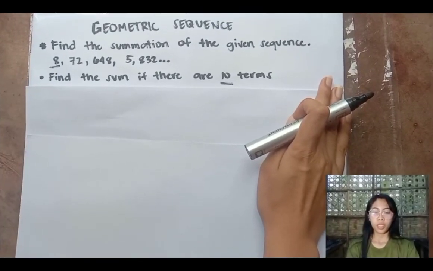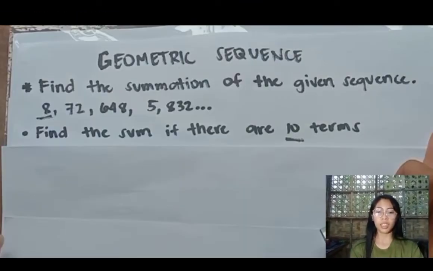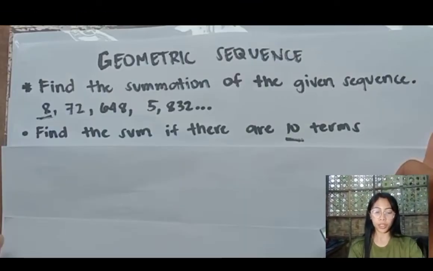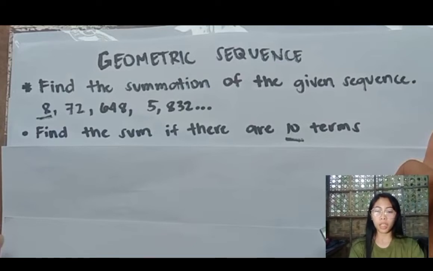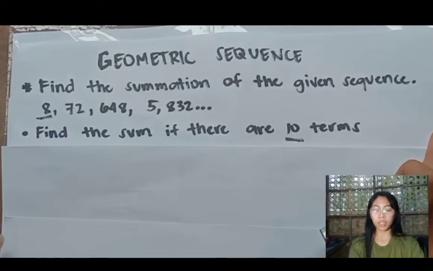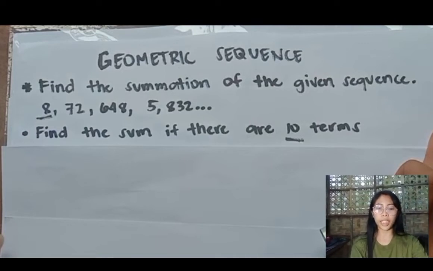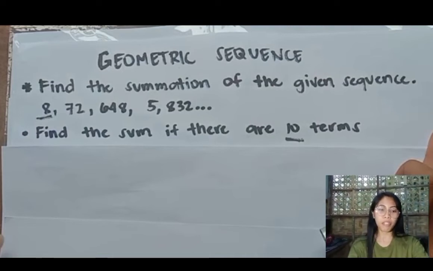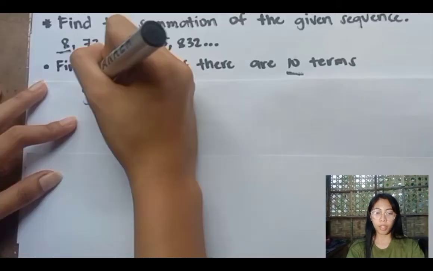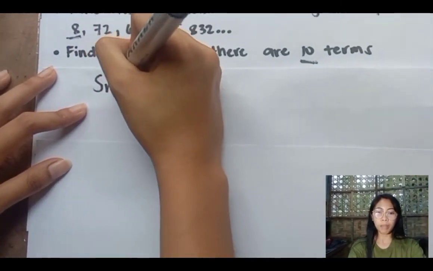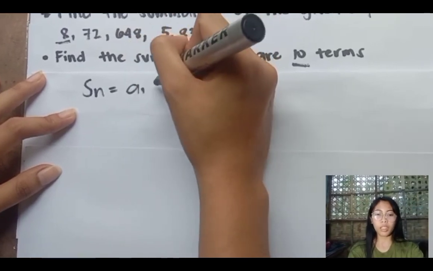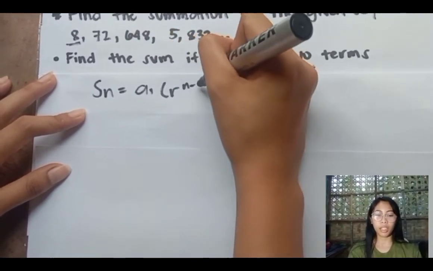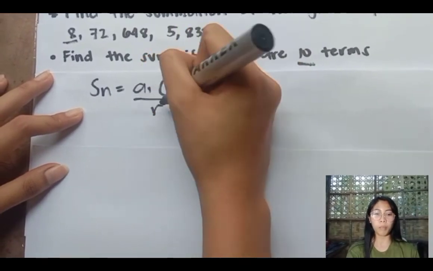Next, let us find the summation of the given sequence. Here are the terms. Our first term is 8, second term is 72, third term is 648, our fourth term is 5,832, and so on. For example, we find the sum if there are 10 terms. The formula for it is S sub n is equal to a sub 1 times r to the power of n minus 1 over r minus 1.